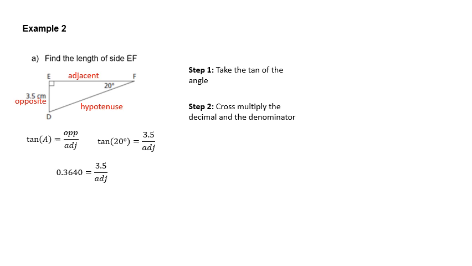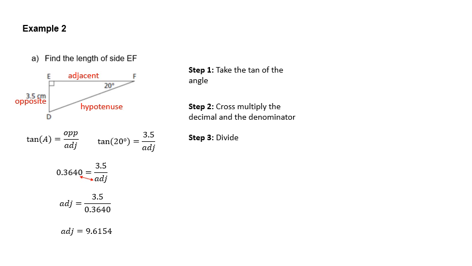Our second step is we cross multiply the decimal, the 0.364, and the denominator, which is our adjacent. Basically, we're going to switch those two, the decimal and the adjacent side. Then our equation looks like the adjacent equals 3.5 over 0.3640. All we've done is switch the denominator and our decimal. And our last step is to divide. So we do 3.5 divided by 0.3640, and we get the adjacent side is 9.6154 centimeters long.